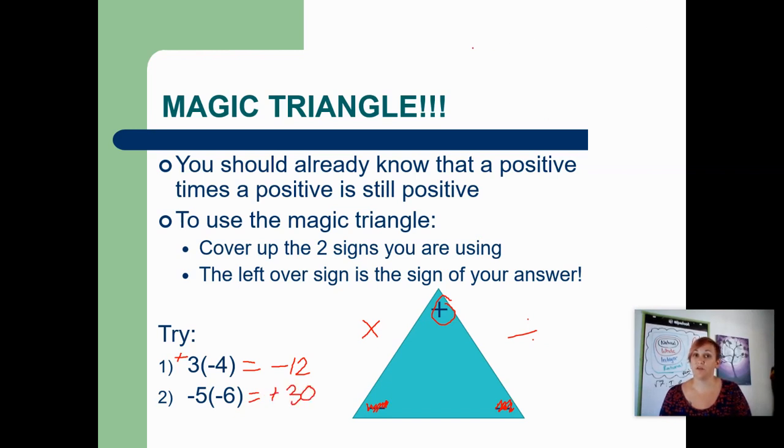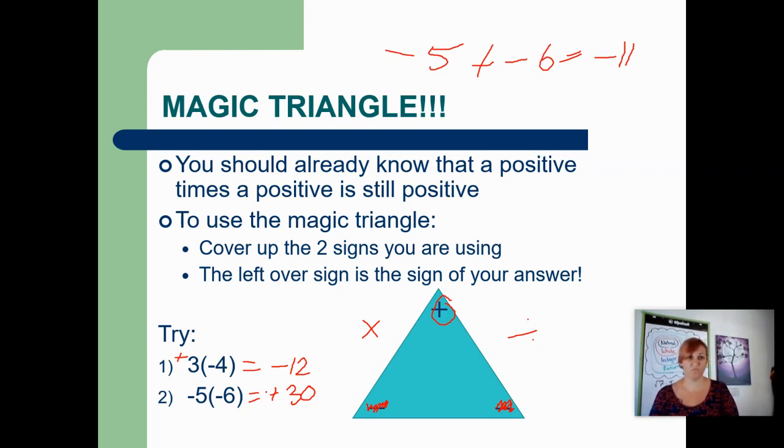Now remember, this is very different than negative 5 plus negative 6. Negative 5 plus negative 6 makes negative 11. So when you're adding two negatives, the answer will still be negative. But when you're multiplying two negatives, the answer turns to a positive. So just really make sure that you separate out those rules.